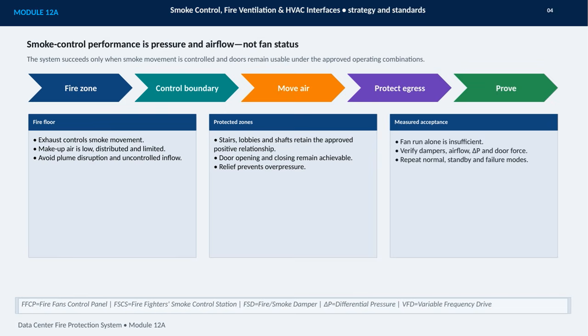Acceptance is therefore measured, not assumed. Fan operation alone is insufficient. We verify dampers, airflow, differential pressure, and door force, then repeat those checks in normal, standby, and failure modes. This is the practical connection between strategy, standards, and reliable life safety performance.